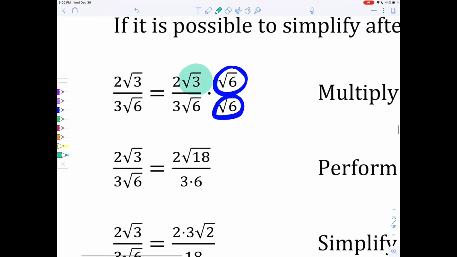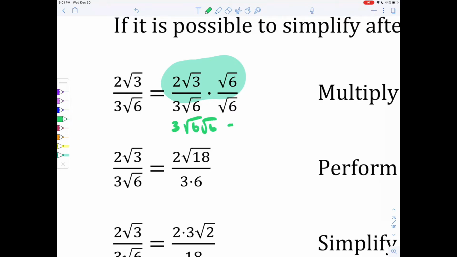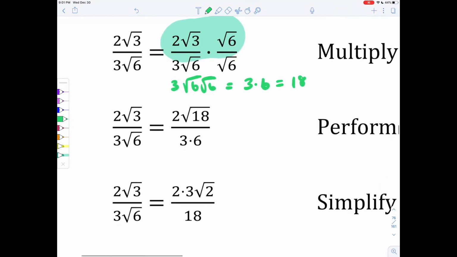Notice that we had this root 3 up here. I could care less about it. It's in the numerator. It's not my number one priority. I only want to get rid of that radical in the denominator. So that is why I chose to multiply both the top and bottom by root 6 and not by that root 3. All right. As I do this, my numerator becomes 2 root 18. And then my denominator becomes 3 times root 6, which is 3 times 6, which is straight up 18. All right.